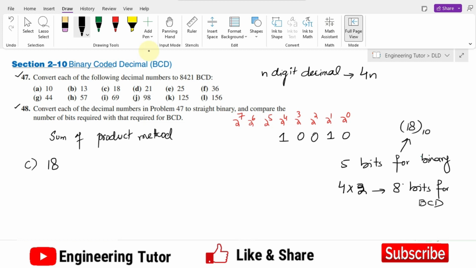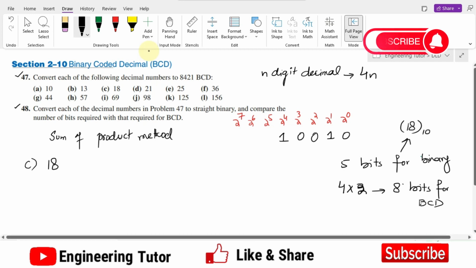But for BCD we can see that the total number of digits here is 2, which are 1 and 8. So therefore 4 multiplied by 2, and 8 bits will be required for the BCD here as well. So again, for straight binary we need a lower number of bits, which is 5.